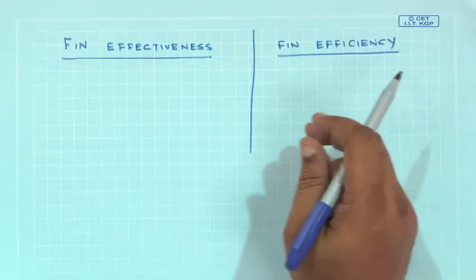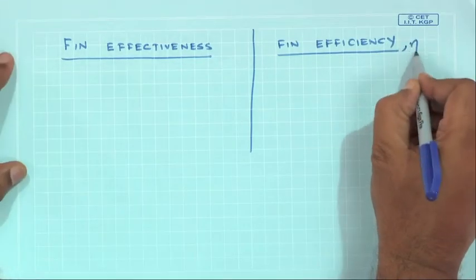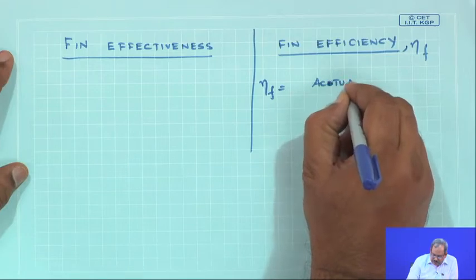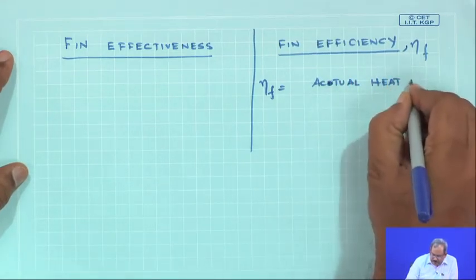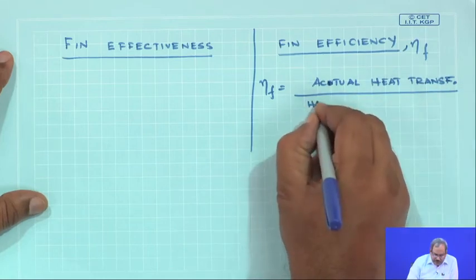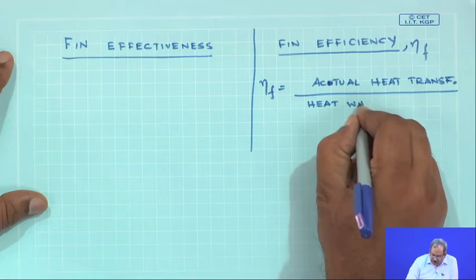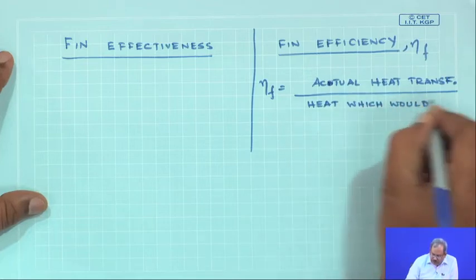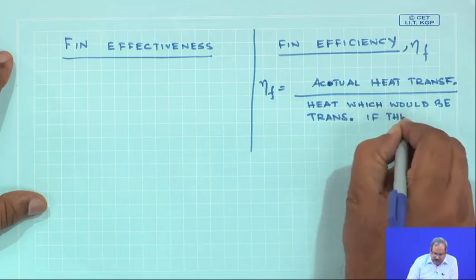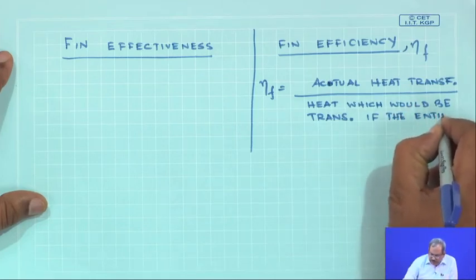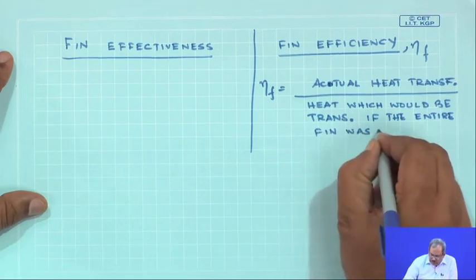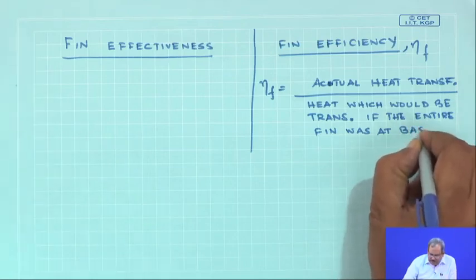So, I am going to write the definition of the efficiency as actual heat transferred divided by heat which would be transferred if the entire fin was at base temperature.